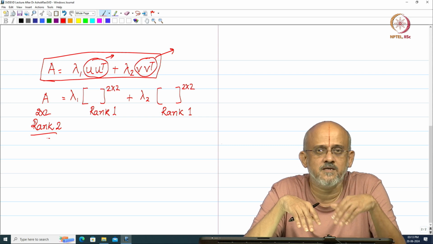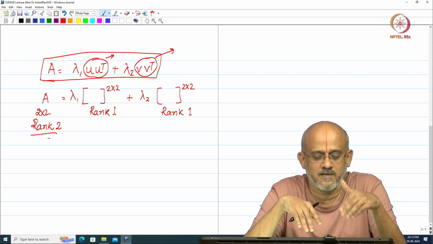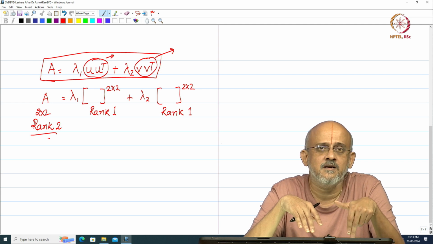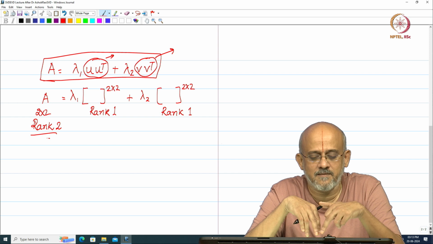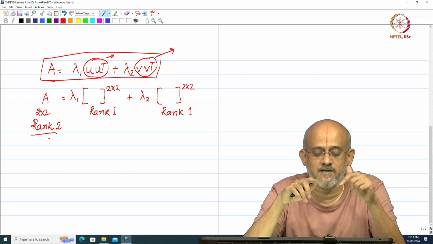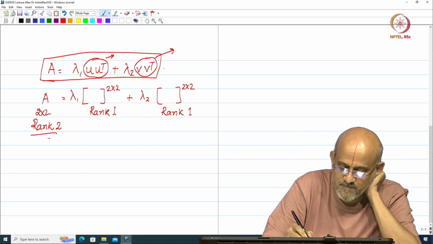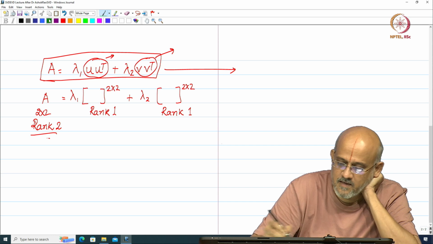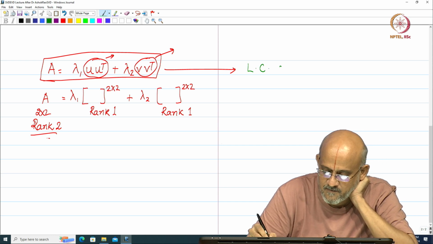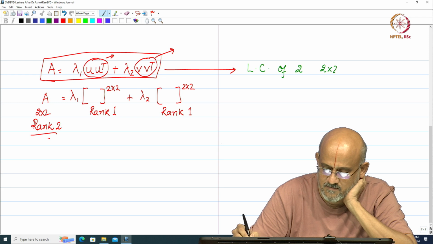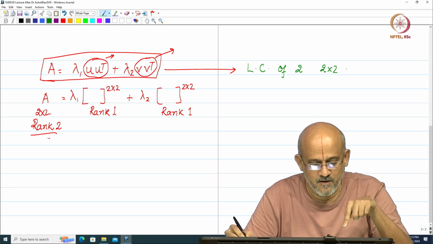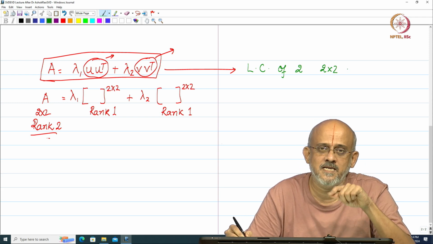So if you want to generate a set of square matrices, a real symmetric matrix that you have here, this is one way of doing it. It says lambda 1 UU transpose plus lambda 2 VV transpose. So this is a linear combination. So let's write this. This is basically a linear combination of two 2 by 2 matrices, and UU transpose is actually a symmetric matrix.